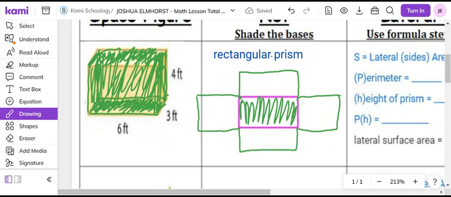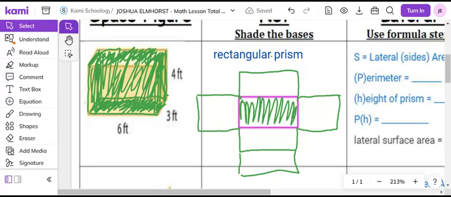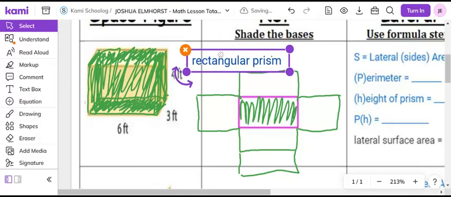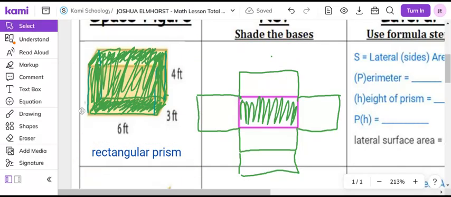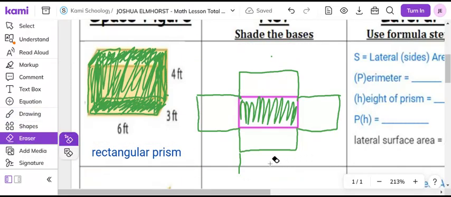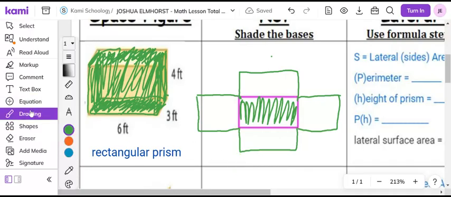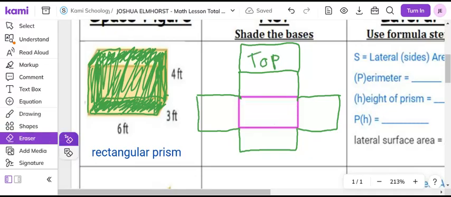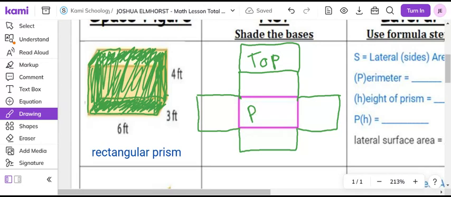What other part are we still missing? The top. So you can put the top anywhere you want. I'm going to put it over here. Let me move this. Yeah, this might work. So we can use the name over here. That's a rectangular prism. And I'm going to move the top up here. So this is the top, and this is the base.